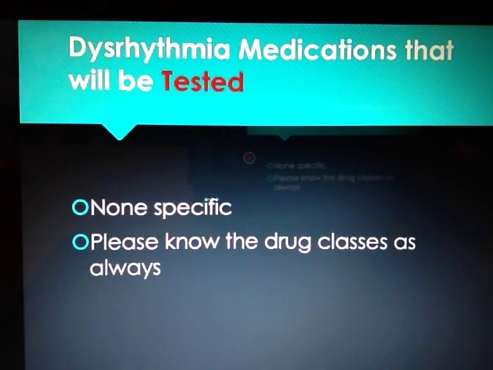So there's no specific dysrhythmia medication that I really want you to focus on. But again, you need to know all of the different drug classes and to be familiar with them.